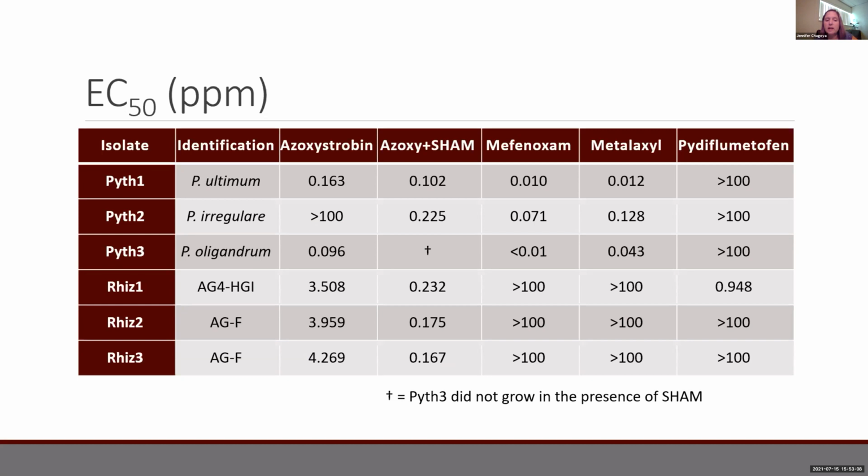So the Rhizoctonia isolates had higher EC50 values compared to the other two Pythium isolates, but when we added SHAM, which is what we expect would happen in vivo, those numbers dropped down. For mefenoxam and metalaxyl, you can see that it had no activity against Rhizoctonia. Again, we don't expect it to. And the Pythium irregulare had elevated EC50 values compared to the other Pythium species. And last, the pydiflumetofen. Again, we don't expect it to have any activity against these isolates, but we did see some in the multinucleate Rhizoctonia 1.